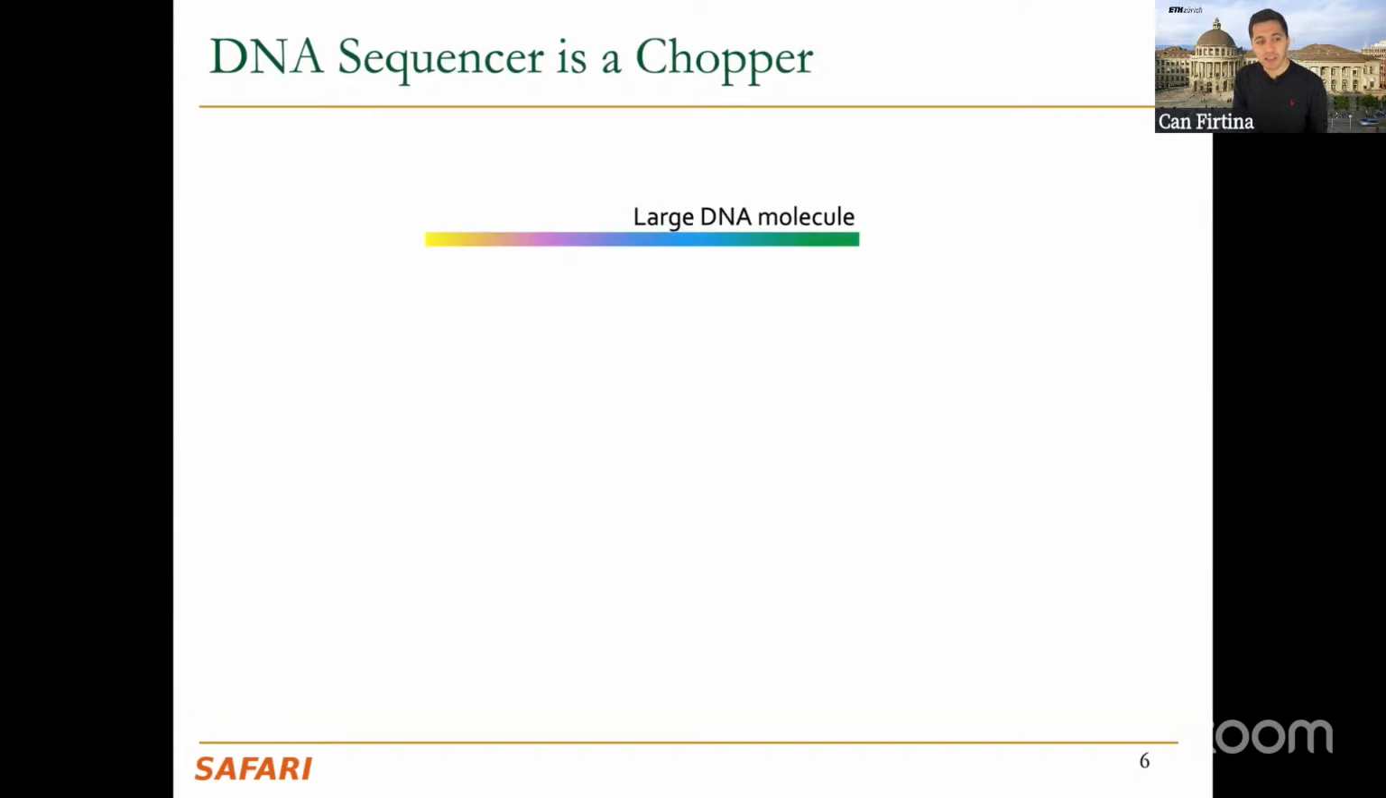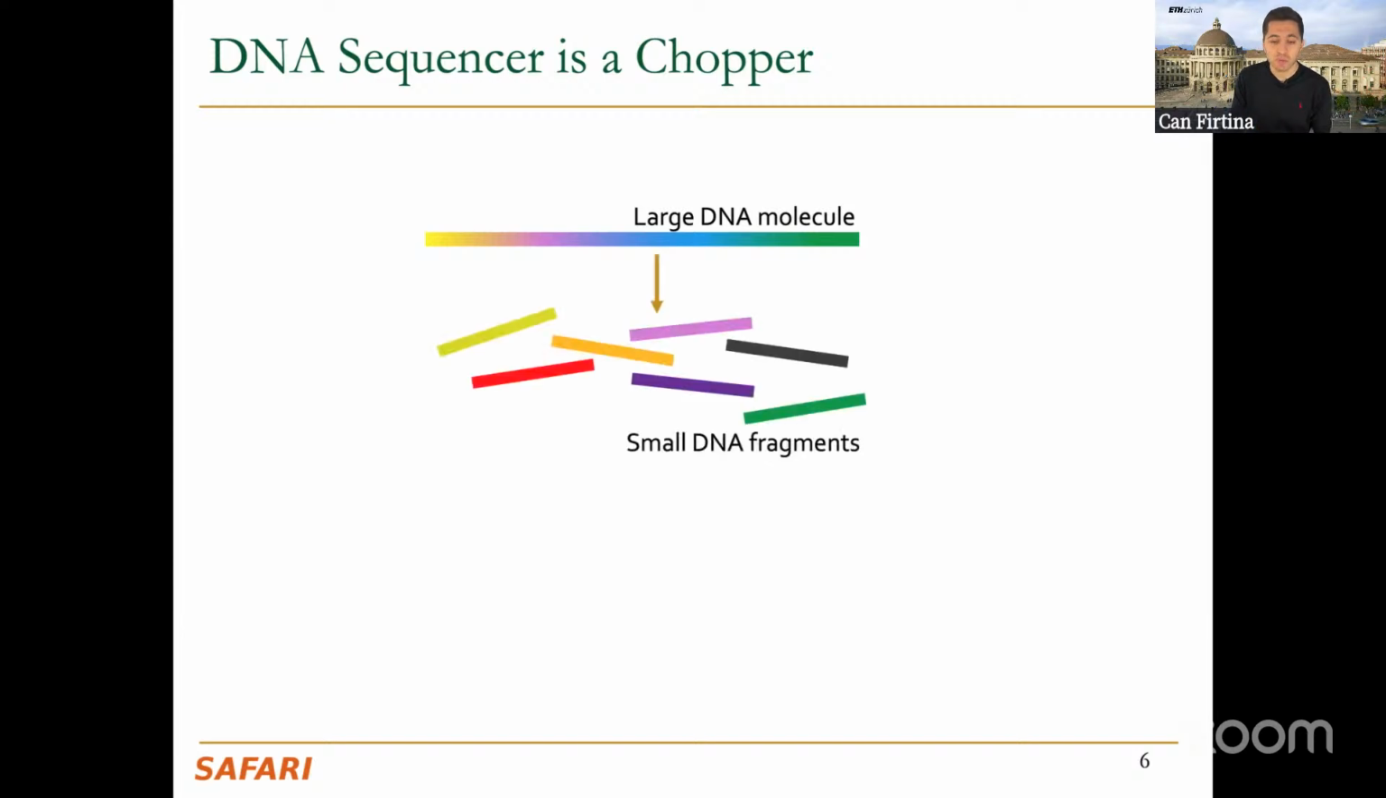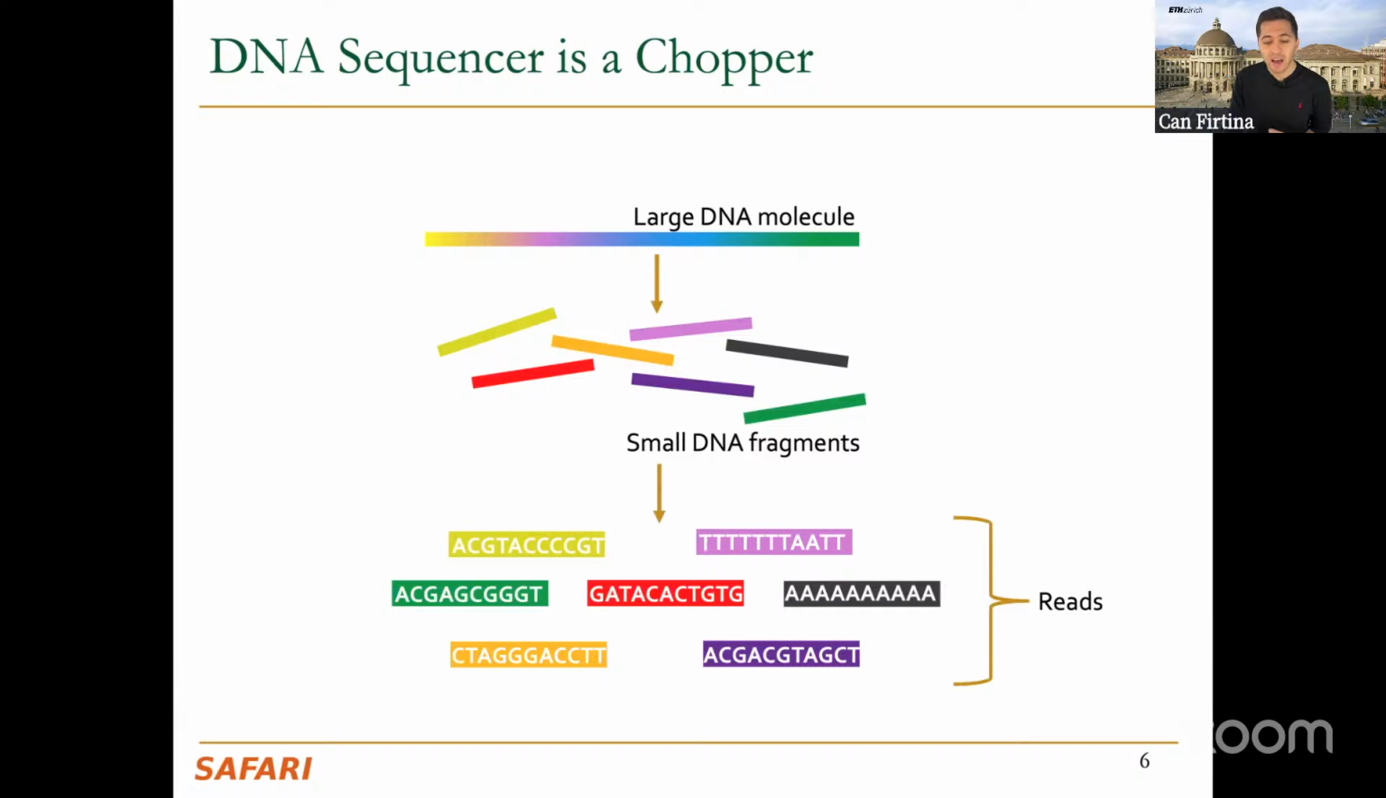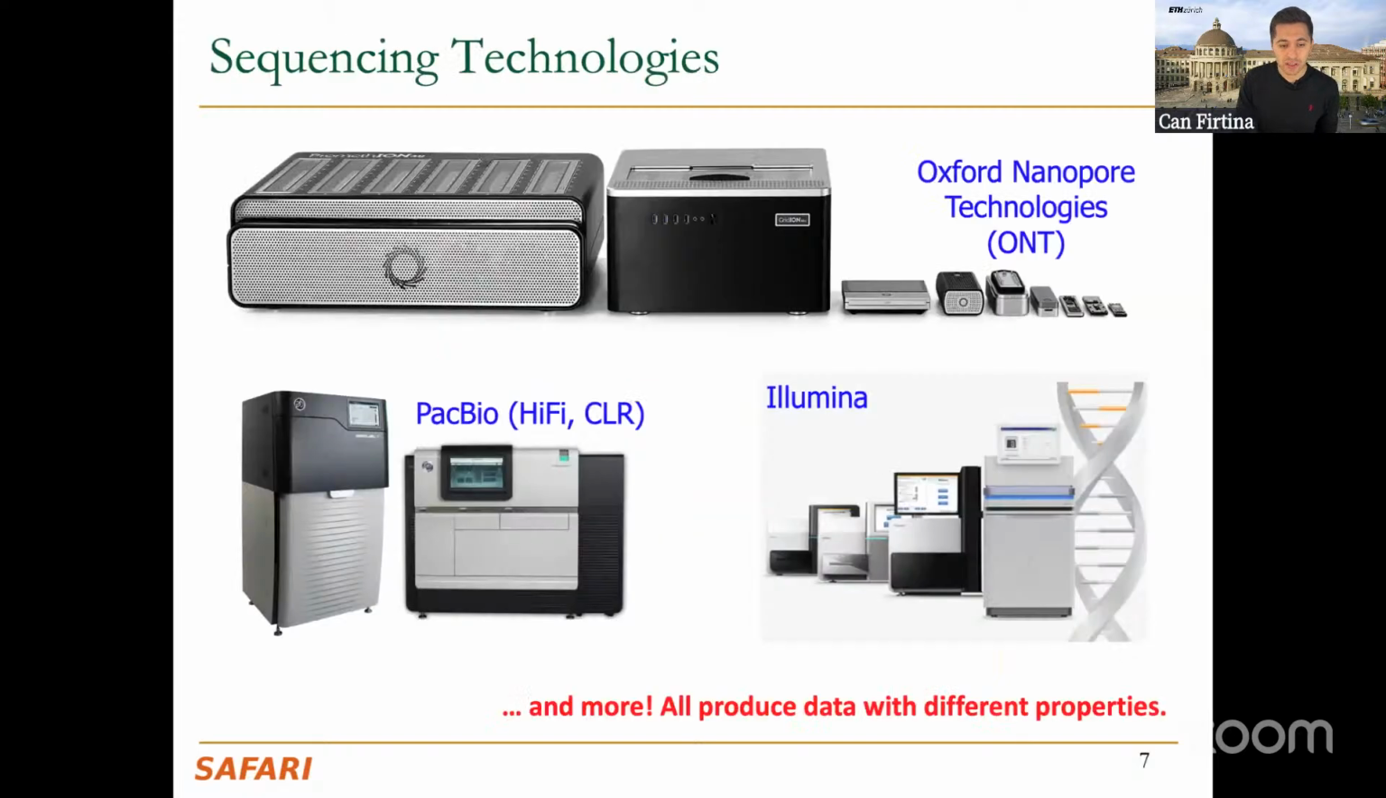But essentially, as you might have observed, a DNA sequencer is a chopper. We start with a large DNA molecule, maybe it's your entire chromosome. This is chopped into small DNA fragments, which are reads. And then the digital format of these reads is generated through the sequencers.